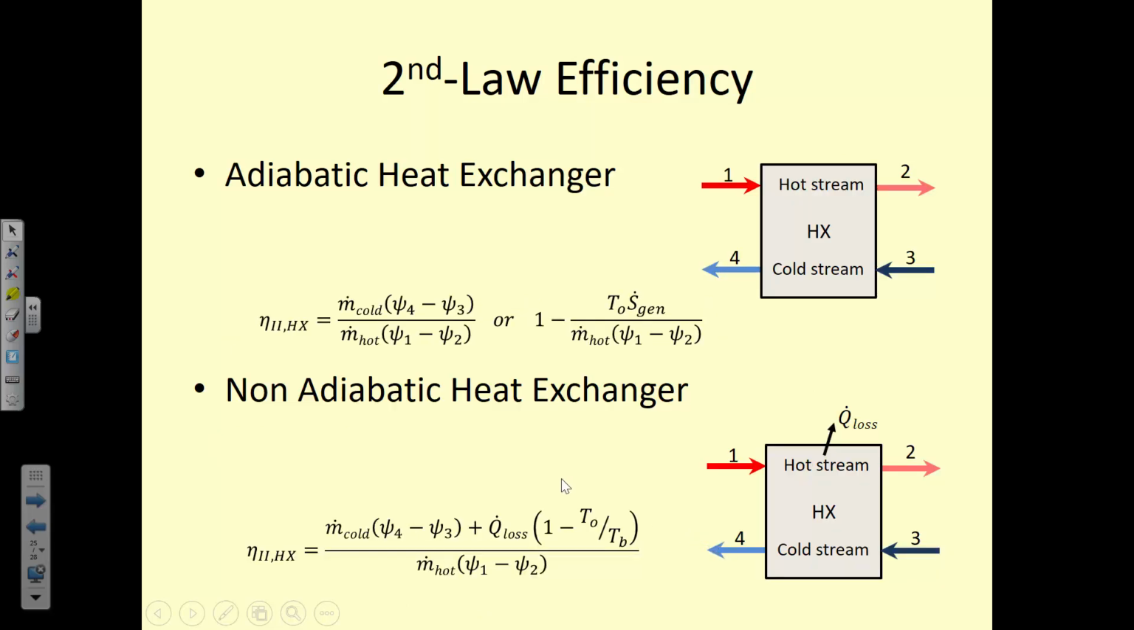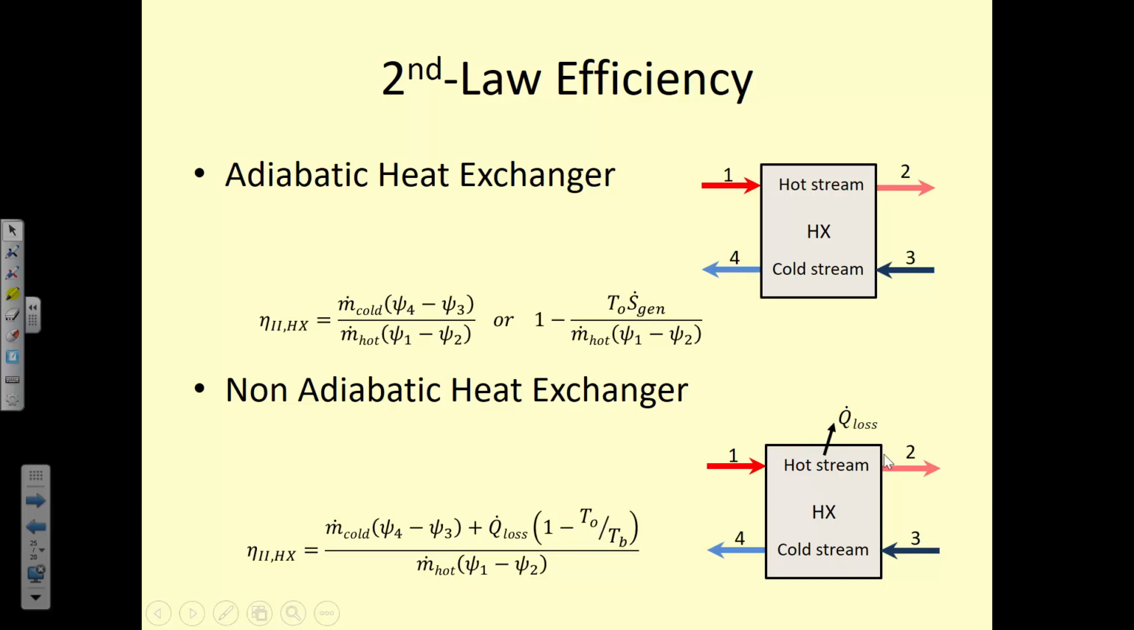For a heat exchanger, the exergy expended is from the cold water stream, and the exergy recovered is from the hot water stream. And then if our heat exchanger is not adiabatic, meaning it's also losing heat to the outside, it becomes a little bit more complicated in the analysis. But we can still find the second law efficiency of it using this equation here, where this temperature of the boundary is the temperature of the boundary of the heat exchanger, and the Q dot loss is the amount of heat or the rate of heat transfer to the surroundings that are at temperature T0.